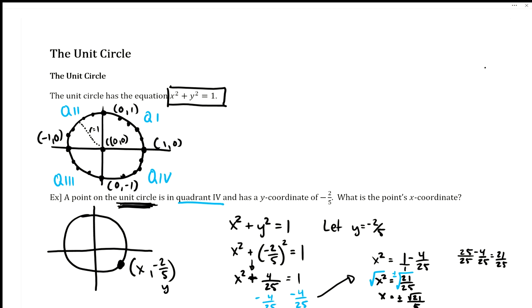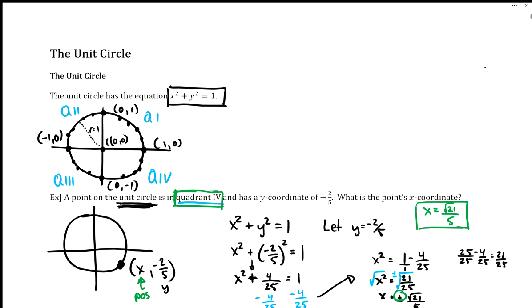Now, they did say we're in quadrant 4 again. So if we're in quadrant 4, that means we have to choose the sign. Let me do it one more time. I'm going to box it in green this time. So if we're in quadrant 4, that means this x should be positive, because we're to the right of the y-axis. So that means we should choose the positive symbol in this problem. So the plus and minus, we usually have to figure out which one we want. On this problem, it's the plus. Okay, so the point's x-coordinate is, let's just write it right here, positive square root of 21 over 5. Okay, and then that's it for now.